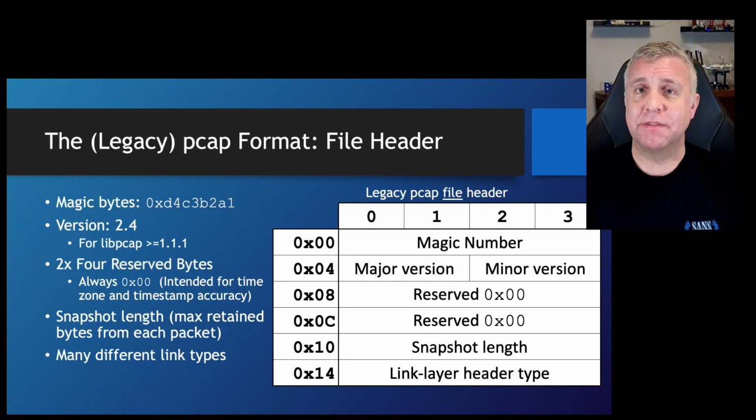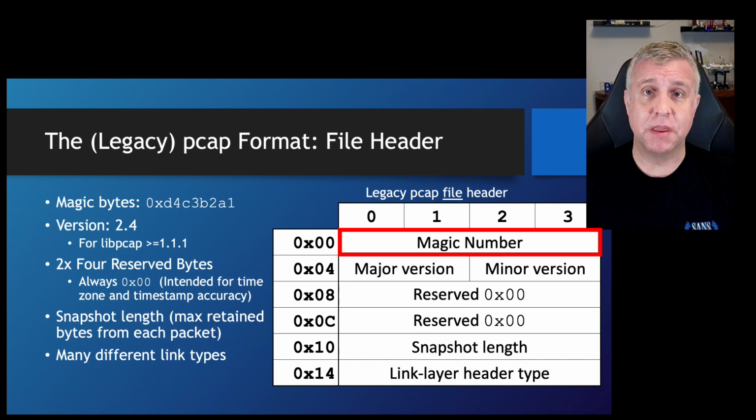Now, at the very beginning of a legacy PCAP file is what's called a magic value. These magic bytes will always be the hex values D4, C3, A2, B1. This is going to tell Unix-based or Linux-based utilities that this is a PCAP file format. The concept of a file name, specifically an extension, is cosmetic in the Linux-based world. Therefore, we need to look at the actual content itself. And that's where that first four byte value comes from.